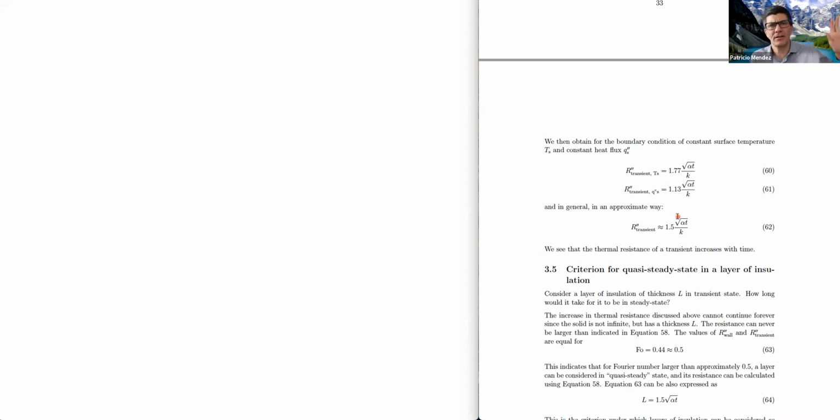As a ballpark term, in general, we can say the thermal resistance of a transient is 1.5 square root of alpha t over k. I was using exactly this two weeks ago for a job with Syncrude, calculating a new technology they're evaluating. Exactly this formula of thermal resistance. I was using the one for constant heat flux.